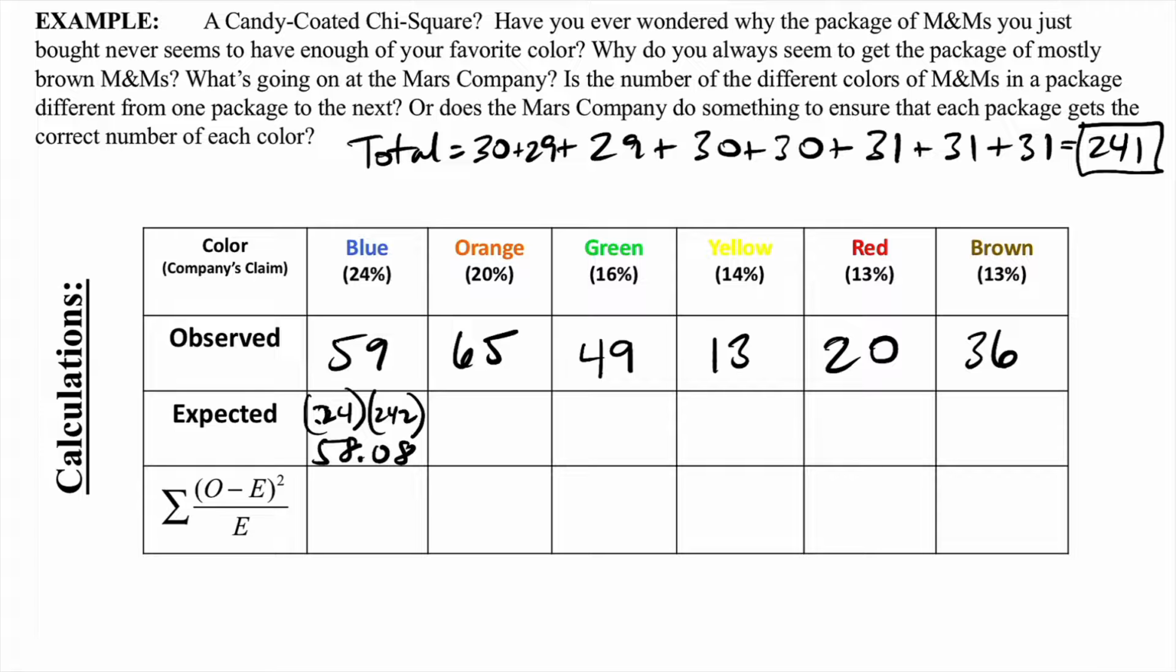Okay? So we're going to do that for the rest. You don't have to show the rest. You could just calculate the rest. So for orange, 20% times 242, 48.4. You guys can eat the M&Ms. We're done with the M&Ms. If you want to eat them, you can. If not, you don't have to.